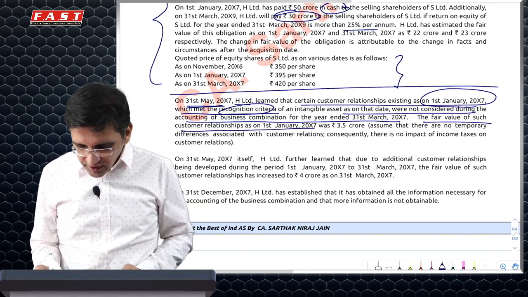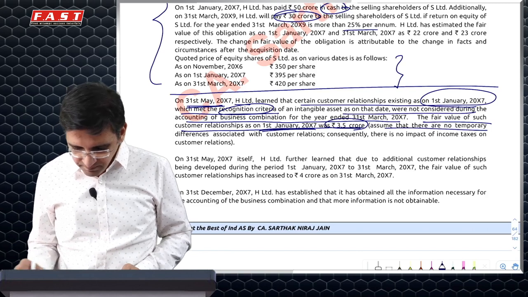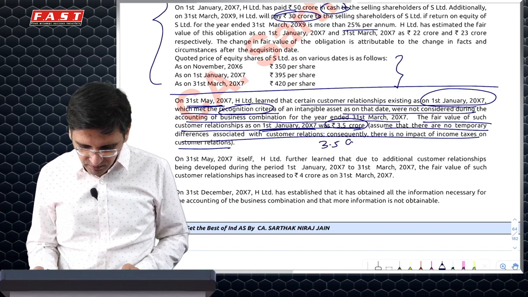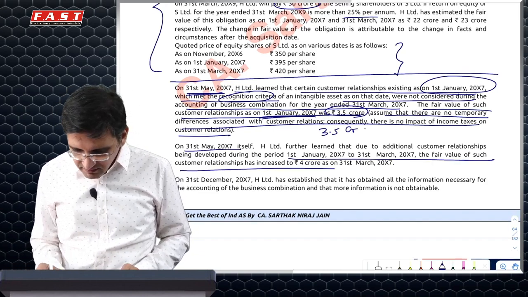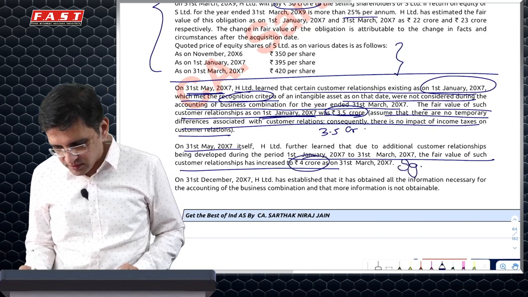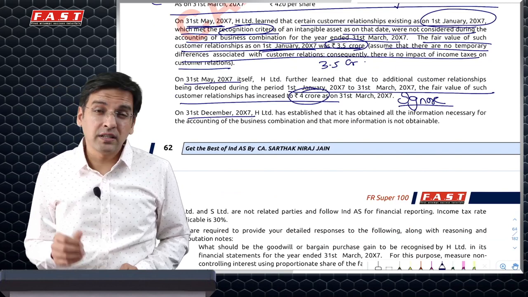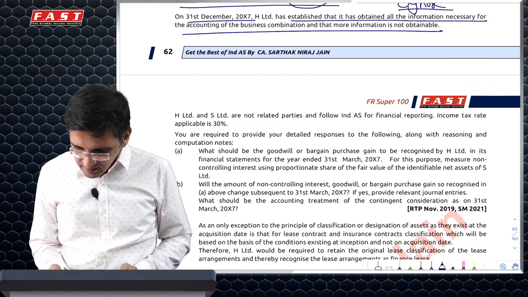Fair value of the relationship at date of acquisition, 1st January, is 3.5 crore and assume there is no deferred tax impact on this. So we will consider it at 3.5 crore. Then it says there are some additional relationships which have been developed, which has increased to 4 crore. We will ignore this because we need fair value on the date of acquisition. 31st December 2007, end of measurement period. We have obtained all information. There are no related parties.